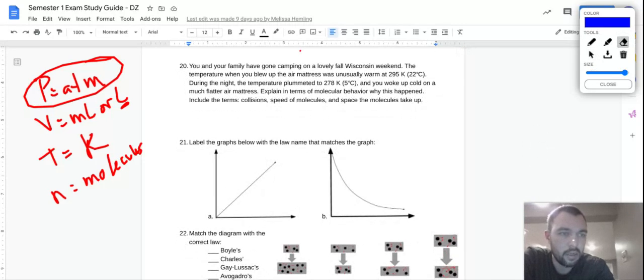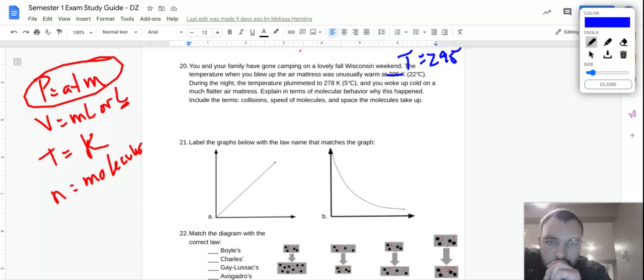Clean that one up. All right. You and your family have gone on a lovely fall Wisconsin weekend. The temperature when you blew up the air mattress was warm at 295 K. So we have a temperature equals 295. All right, during the night, the temperature dropped to 278. So this is a temperature. This is initial. This is final or after.